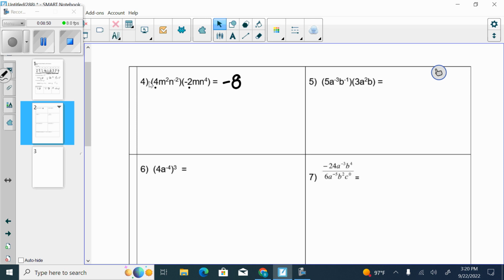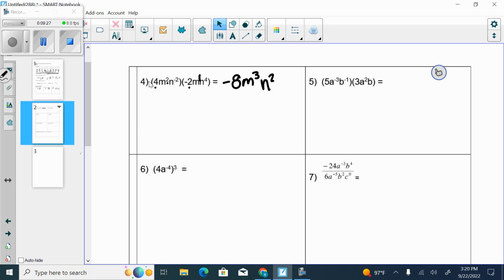And then for my m's, when we multiply, we said we do what with our exponents? Add them. Okay, so my m has a 2 here. There's not anything written for that one, so what is it? A 1. Very good. So 2 plus 1 is going to give me m to the 3. For the n's, still adding our exponents, what's negative 2 plus 4? 2. Good. So we didn't end up with any negative exponents, so we didn't have to move anything anywhere.